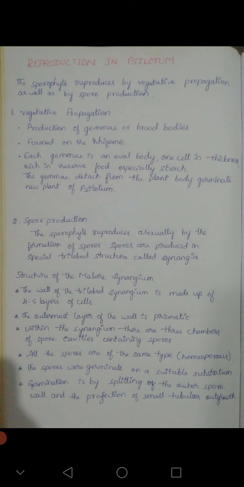The germination is by splitting of the outer spore walls and projection of a small tubular outgrowth. Here the 3 lobes are splitting for the spreading of the spores, and then they germinate to form a new plant.